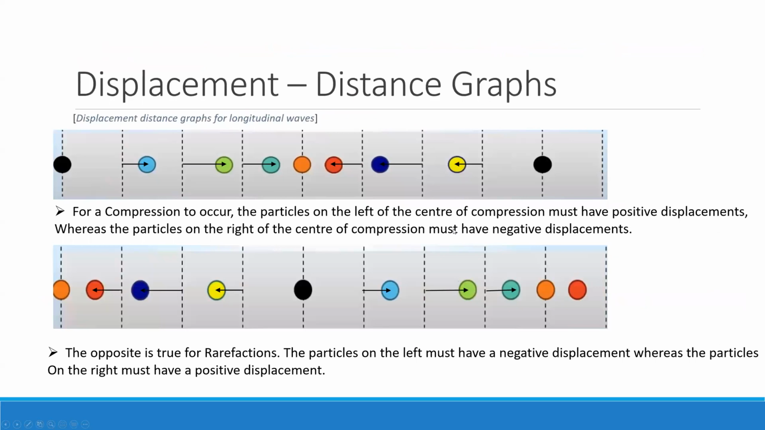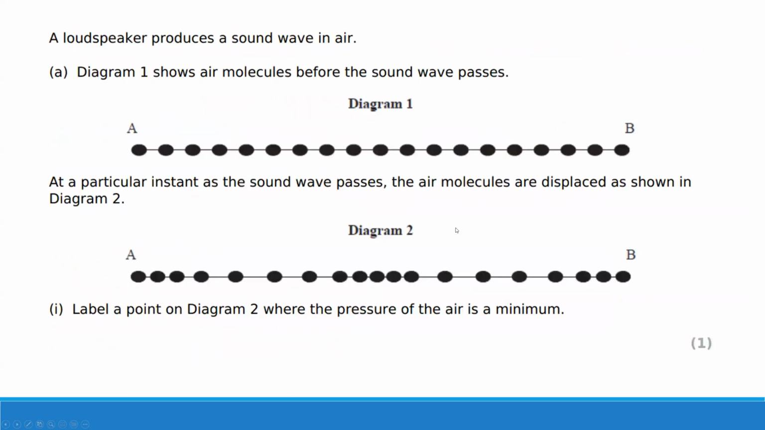Good. So let's continue. A loudspeaker produces a sound wave in air. Diagram 1 shows air molecules before the sound wave passes, i.e. it shows the air molecules before you've disturbed them, so before there's a wave traveling through it. At a particular instant, as the sound wave passes, the air molecules are displaced as shown in diagram 2. It says label a point on diagram 2 where the pressure of the air is a minimum. Muhammad, go and label for us.